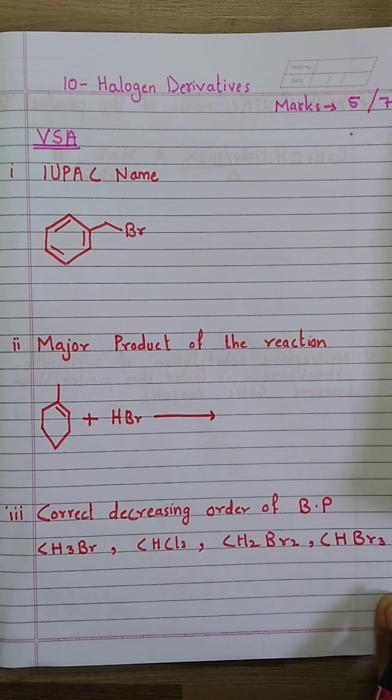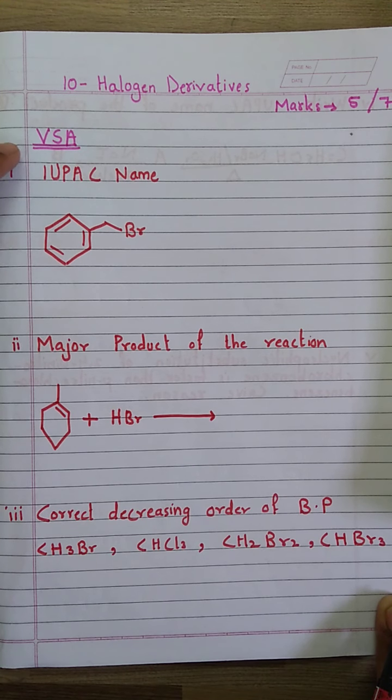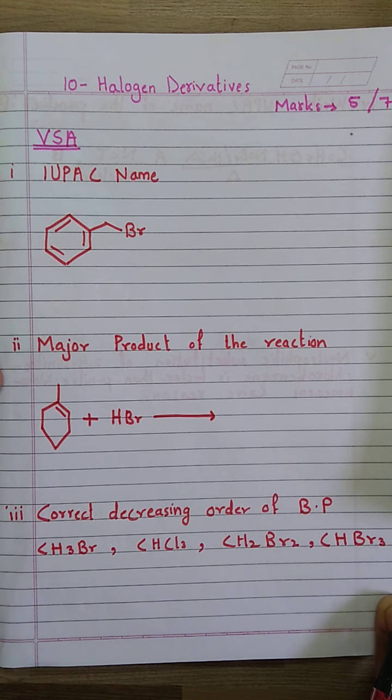Students, today we will solve the question bank for the chapter halogen derivatives. Let us start with the very short answer type questions, which will give you 1 mark for each. Now this chapter is for 5 marks without option and 7 marks with option. Let's solve the first question.